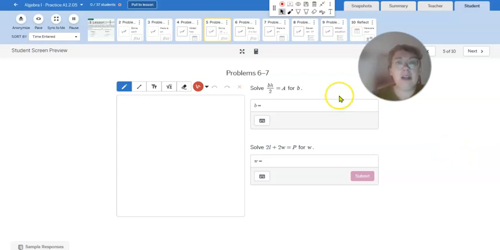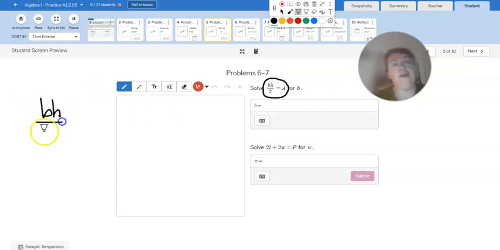We have two problems here. The first one, we have this equation, BH divided by 2 equals A. And it wants us to solve for B. So we just notice where B is. So we're going to have to get rid of that 2 that's being divided on the bottom, and we're also going to have to get rid of that h that's being multiplied next to it.